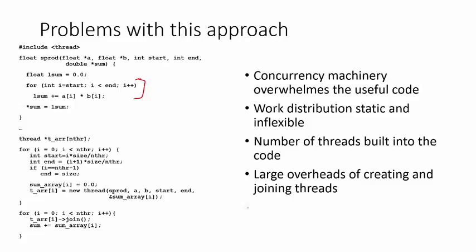And I didn't mention it here, but there might be load imbalance depending on the number of threads and the number of iterations you want to go. And how do you deal with that? Is there a way to automatically balance the load? Well, it turns out it's difficult. It becomes even more concurrency machinery that overwhelms the useful code if you want to do this.